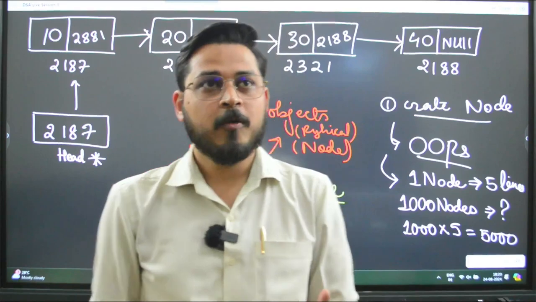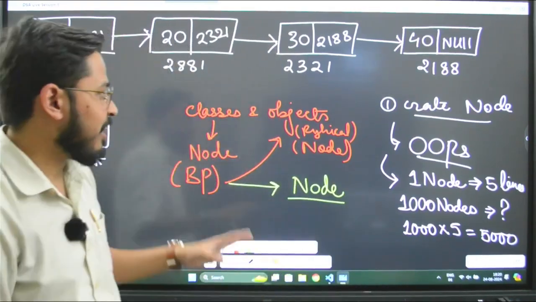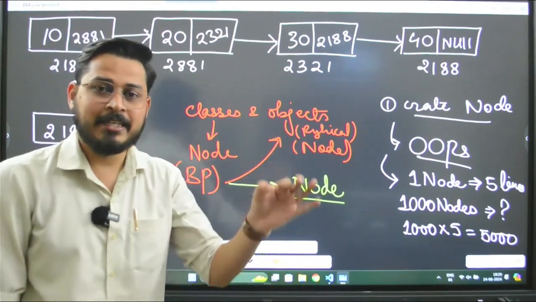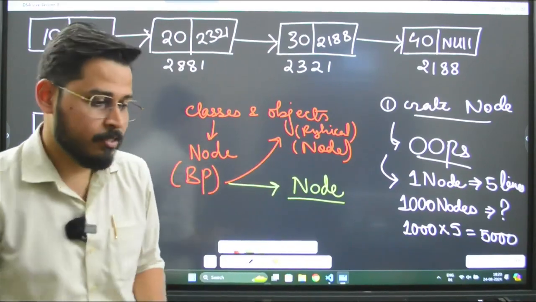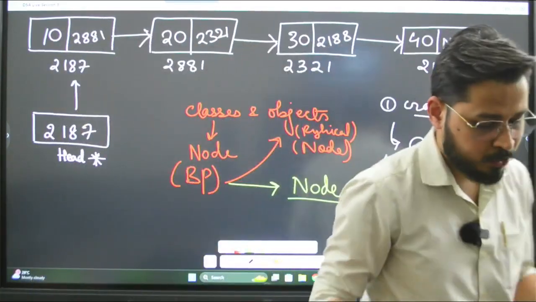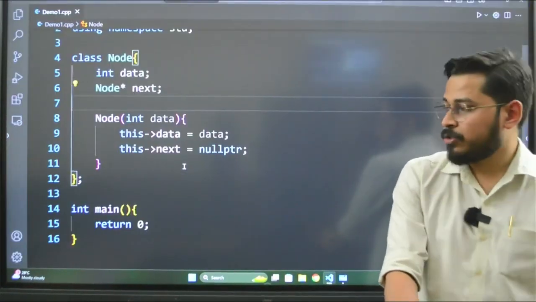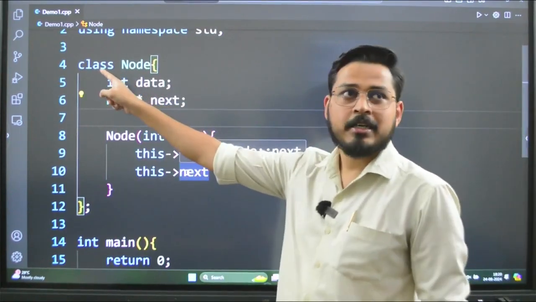Okay, decided. Let us continue from where we left. So basically what we are trying to do is create a node, and to create a node we will create a class first. Let me do that. I have already shown you the code. You see this code. In this case, I have created a class.